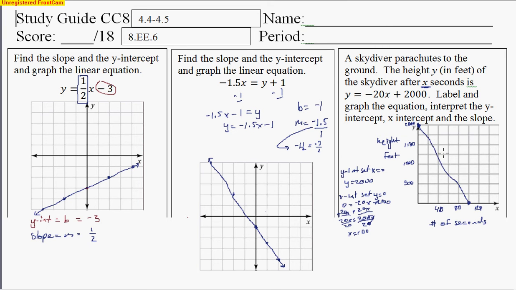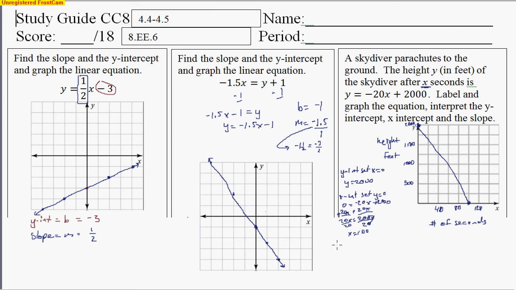Hopefully your line looks a lot straighter than mine, and maybe I can fix that, see if I can do any better than that. So going downhill, looks a little bit better. Definitely curved a bit, but hopefully it's a nice straight line. Use a ruler when you do it, and let's go ahead and interpret some stuff. So we labeled the graph, and we've graphed the equation. Now we're going to interpret the y-intercept.